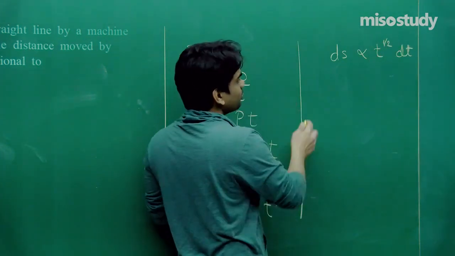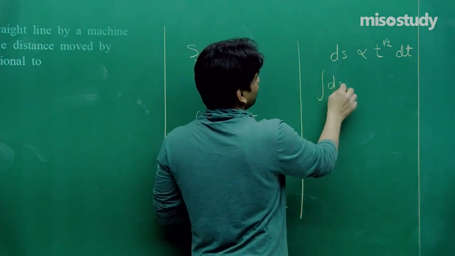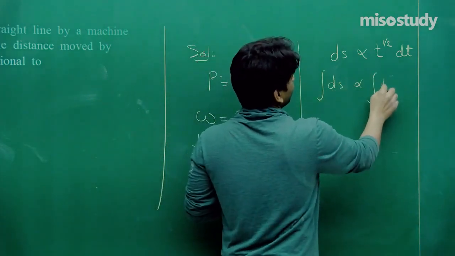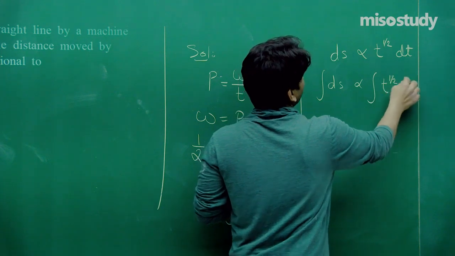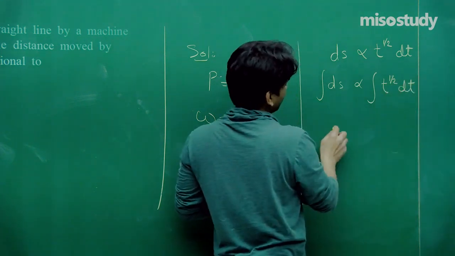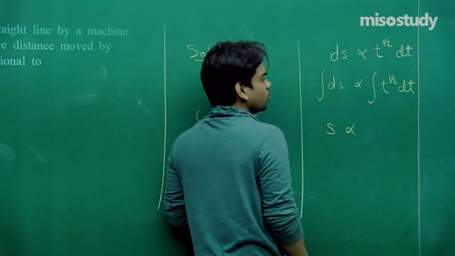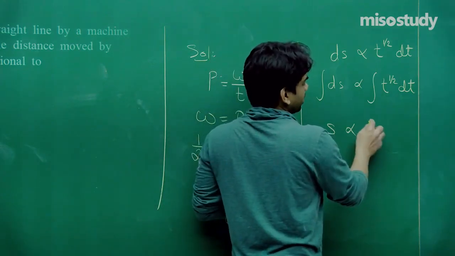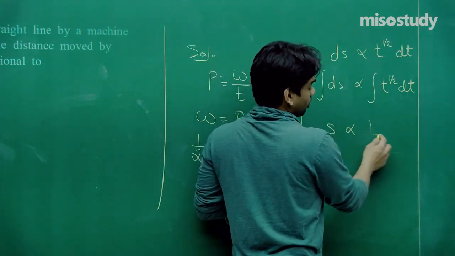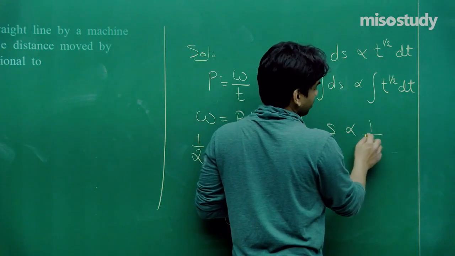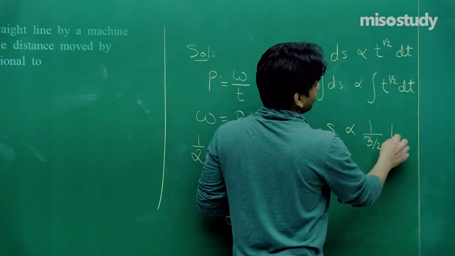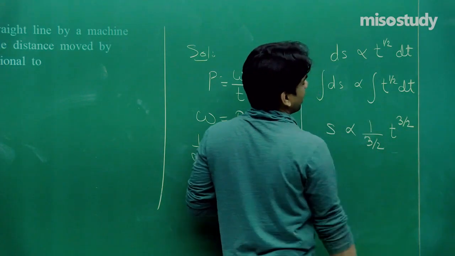So just to integrate both the sides, I am just integrating ds, the rest constants will not be considered in this one. So you will be obtaining s proportional to, 1 by 2 will come in the 1 plus 1 by 2, it will come in the denominator. So that will be 3 by 2, I am writing here. This t to the power 3 by 2 you will be having here.